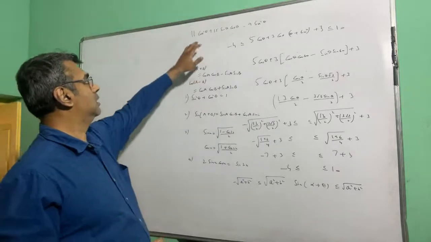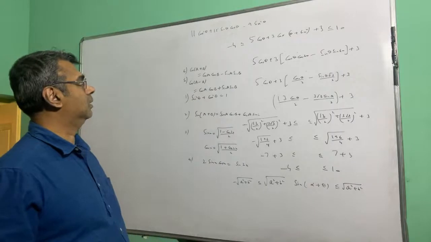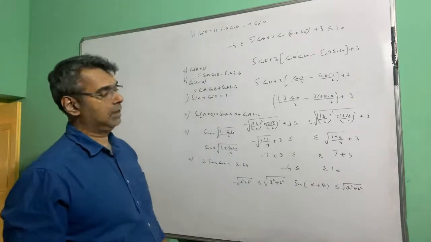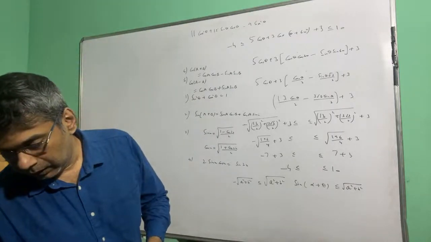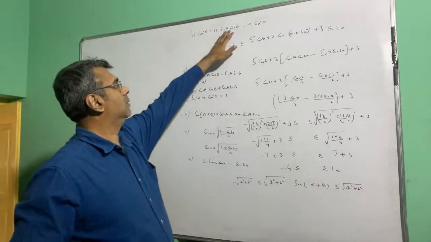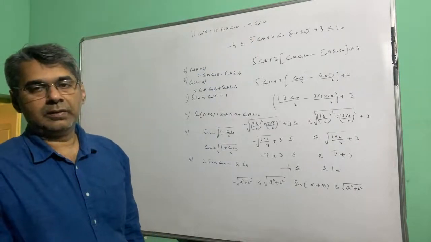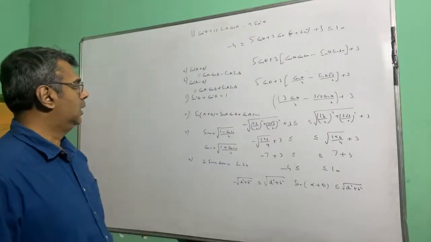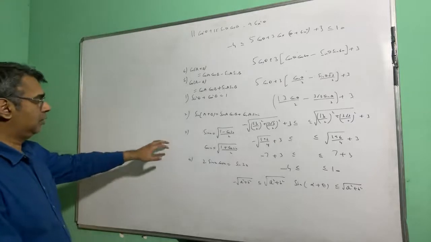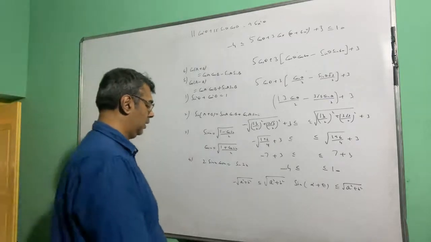Okay, now suppose there is a question: 11 cos square theta plus 15 sin theta cos theta minus 9 sin square theta, and you have to find the maximum and minimum value. 11 cos square theta plus 15 sin theta cos theta minus 9 sin square theta. You have to find the maximum and minimum value. So for this sum we will have to use identities 3 and 4. Identity number 3 and 4, let's see how to do it.